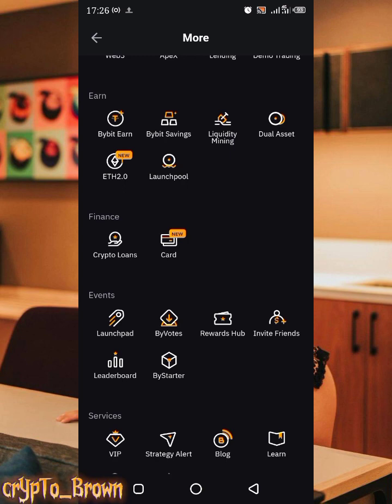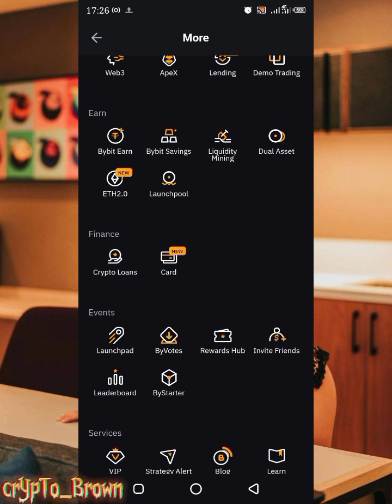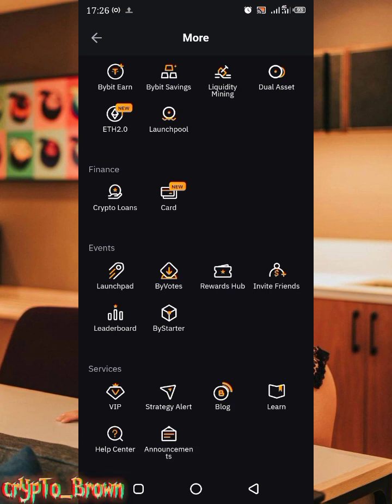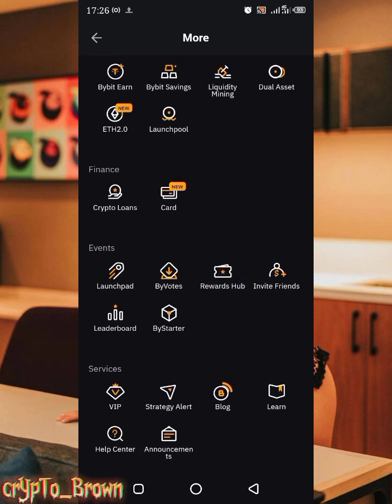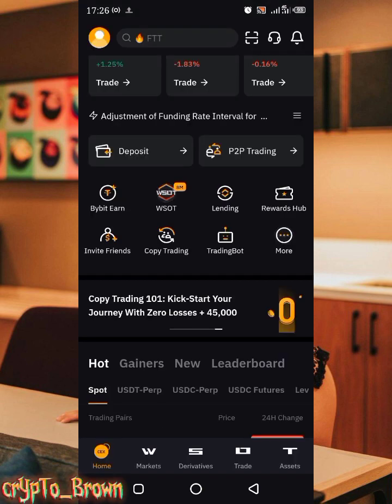Let's move on. You can see the finance, crypto loans, and the card, something new they are introducing, just like the Binance card. At the events you have launchpads, Bybit votes, rewards hub, friends, leaderboard, and Bybit starter. For services, they offer VIP services and strategy alerts. They also have a blog where you can learn something or get announcements and help. Now that's for the home tab.